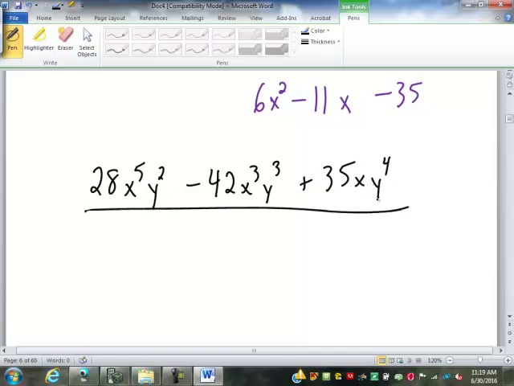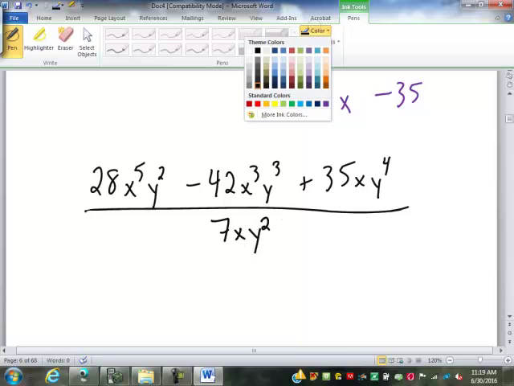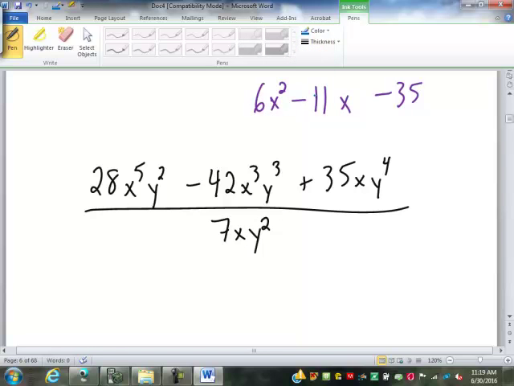So 28x to the fifth y squared minus 42x to the third y to the third plus 35x y to the fourth, divided by 7xy squared. Now this is different than simplifying a fraction. We are actually being asked to divide here. So we're going to start out with the numbers. We do it digit by digit.